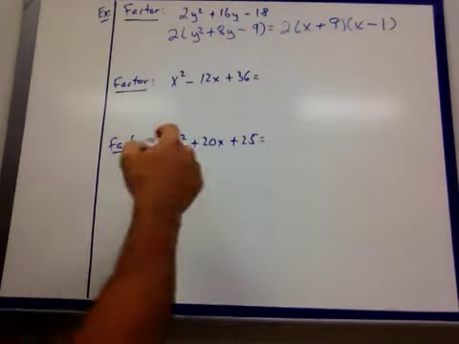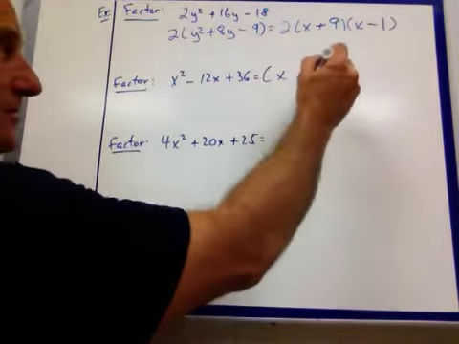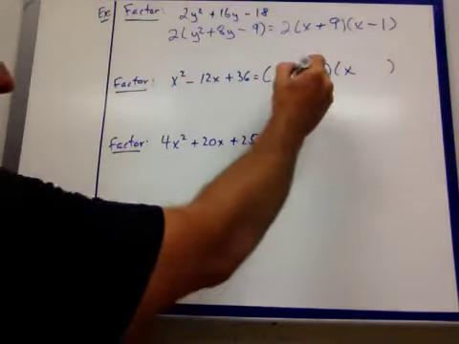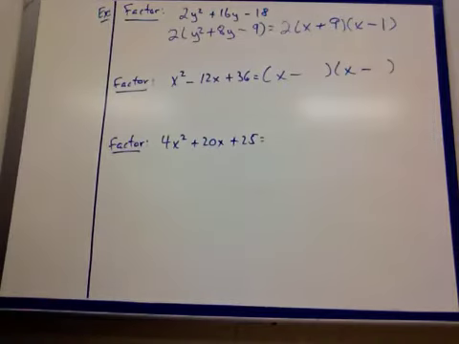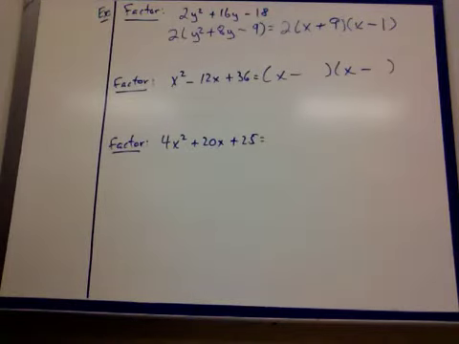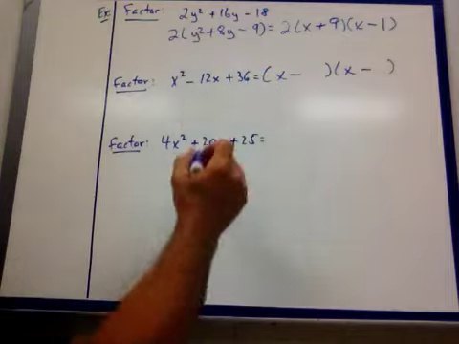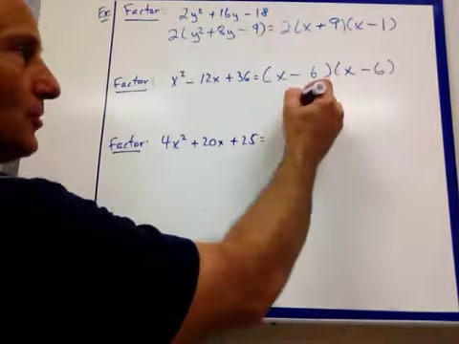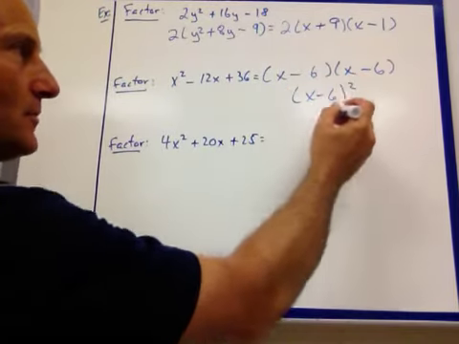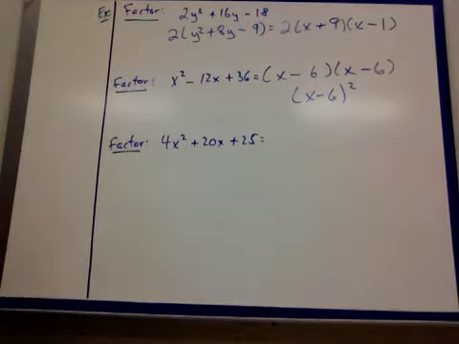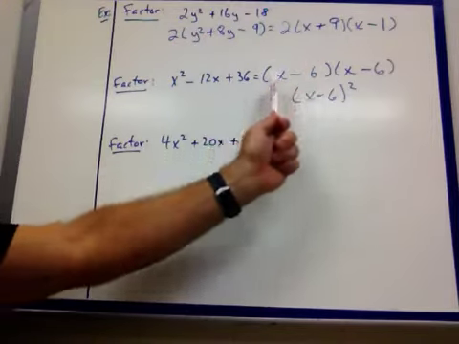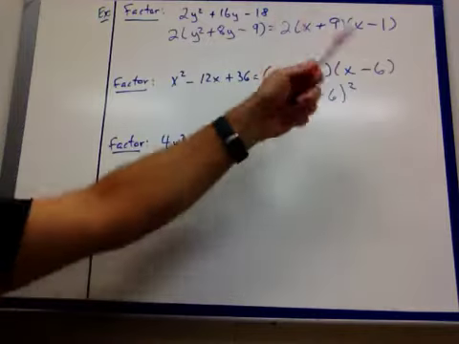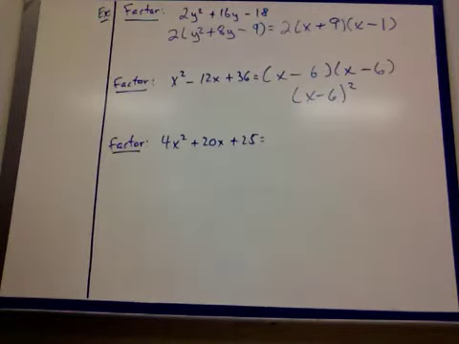Trinomial, there's no greatest common factor. So I'm going to split my x's up because my a value is 1. I don't have to fabulous factor here. Minus plus is minus minus. Using that same sign rule from the other day. Factors of 36 that add up to 12. 6 and 6. You could also write this like this. Same thing. Okay? X times x is x squared. Minus 6x minus 6x is minus 12x. And negative 6 times a negative 6 is a positive 36.